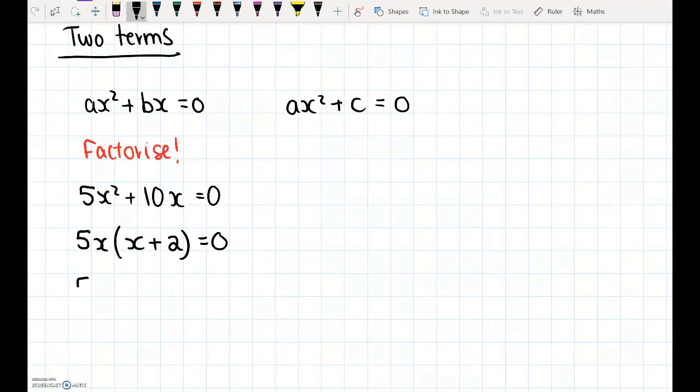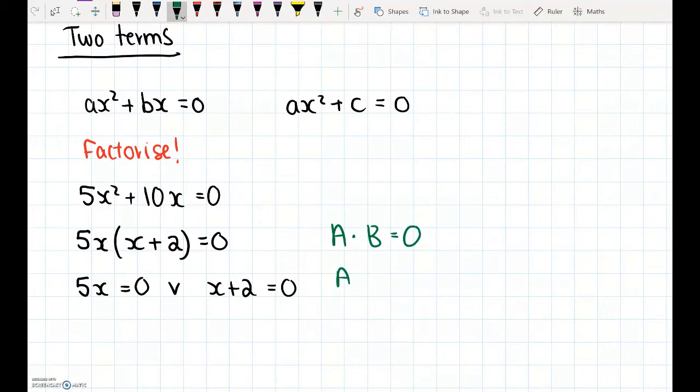Then we can say 5x is equal to 0, or x plus 2 is equal to 0. Because remember, when we have a times b is equal to 0, we know that either a equals 0 or b equals 0. So at this point we can say therefore x is equal to 0 or x is equal to minus 2. So that's the first type with two terms.